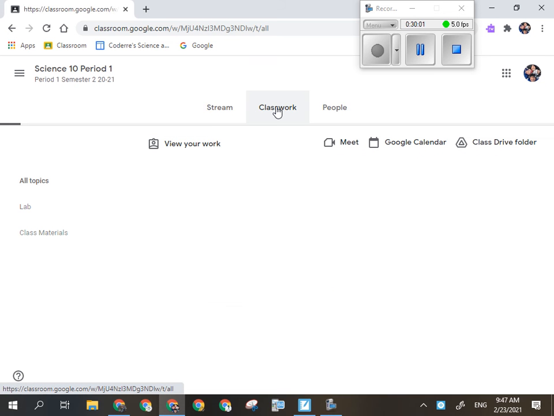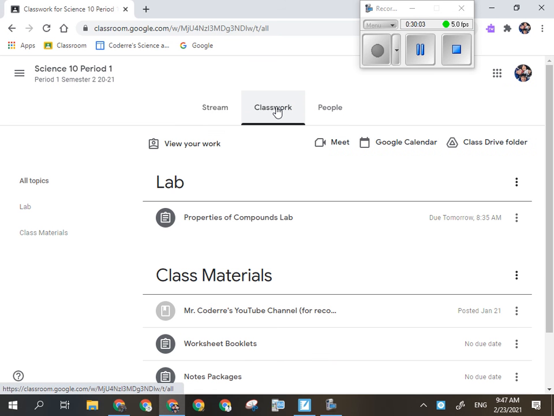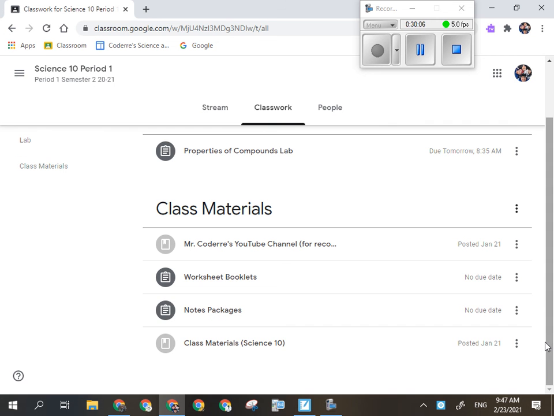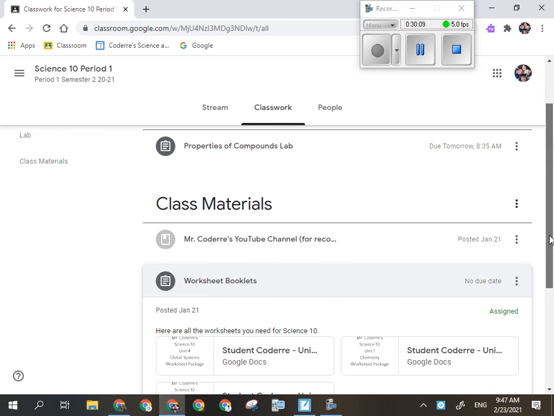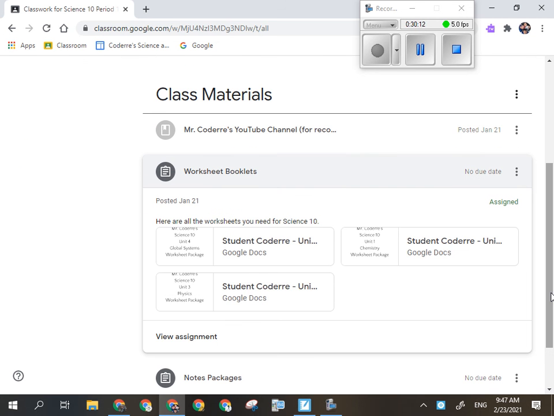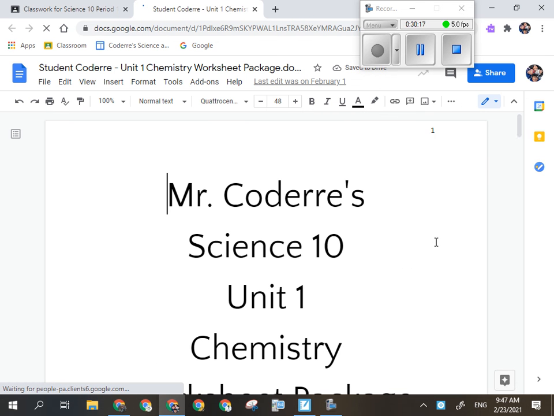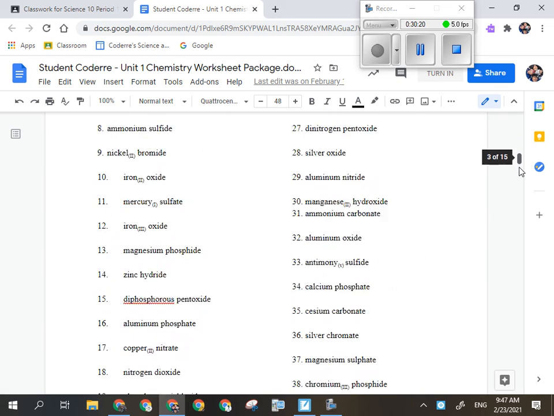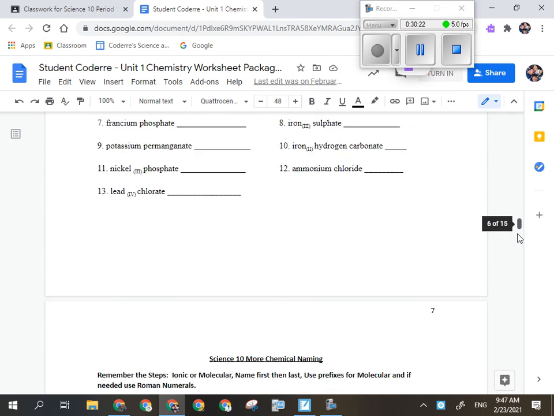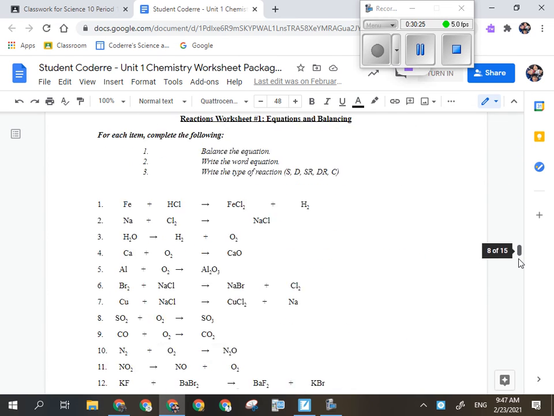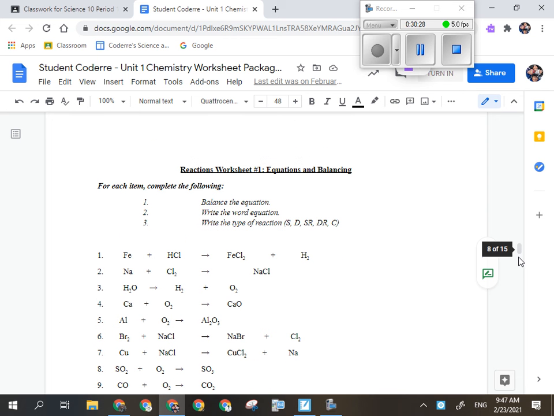Okay, so if you go on the class work tab here, same place as before, it's going to be in your worksheet booklets there. And you want the chemistry one. Okay, so you got all those naming ones there. So this is where we're going to start. Page 8 is where you need to go to, and we got some reactions there, very much like what we were working on before. I'm giving them to you in formula form. I want you to identify the type, write it out in words, and balance.